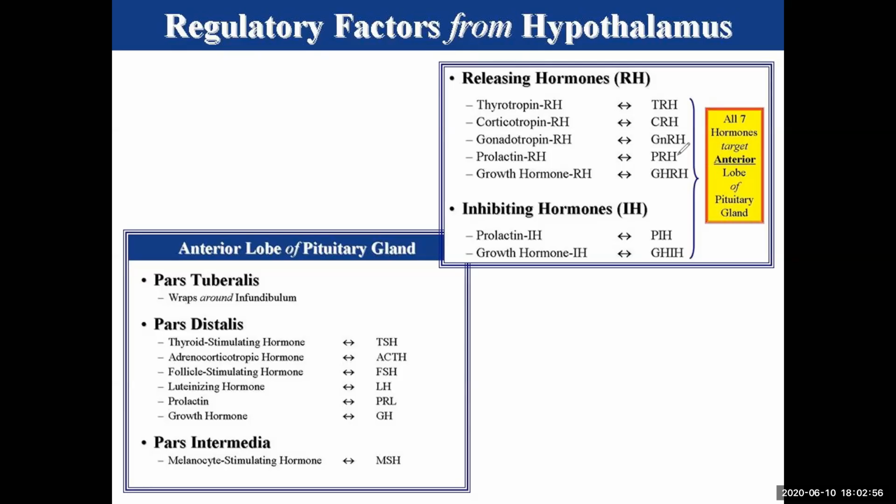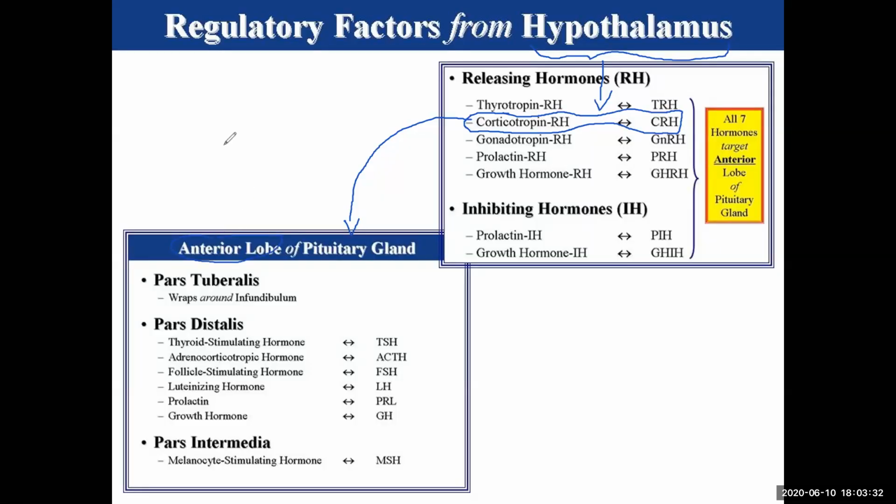So let's start with the second one, the CRH here, corticotropin. RH stands for releasing hormones. The CRH is produced by the hypothalamus. So you have your hypothalamus producing this CRH, and the CRH would be released into the bloodstream, and it will get to the anterior lobe of the pituitary gland.